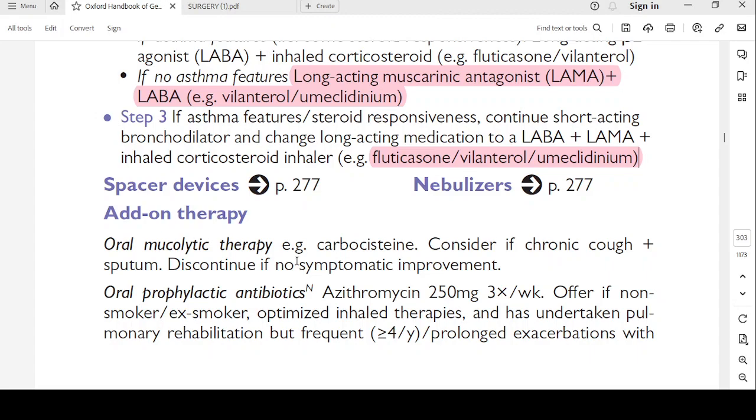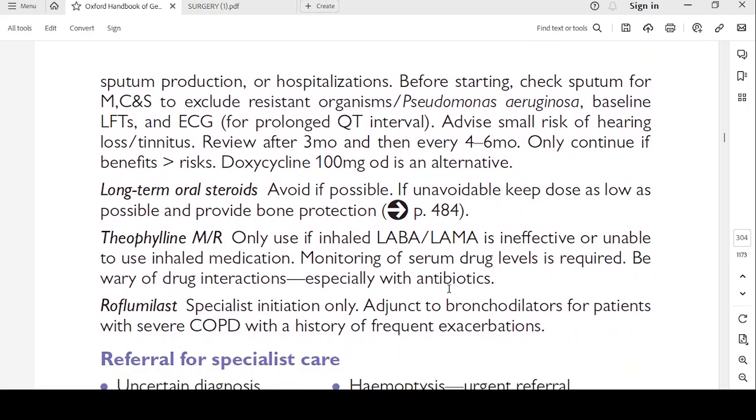Spacer devices, nebulizers, add-on therapy. Oral mucolytic therapy like carbocisteine: consider if chronic cough and sputum are present. Discontinue if no symptomatic improvement. Oral prophylactic antibiotics, azithromycin 250 mg 3 times per week. Offer if non-smoker or ex-smoker, optimized inhaled therapies and has undertaken pulmonary rehabilitation, but frequent exacerbations, more than 4 per year, prolonged exacerbations are present with sputum production or hospitalization.